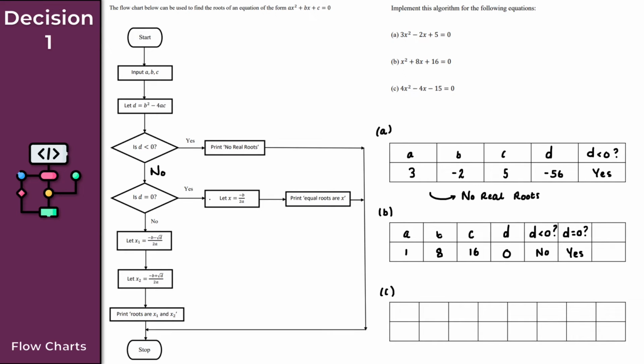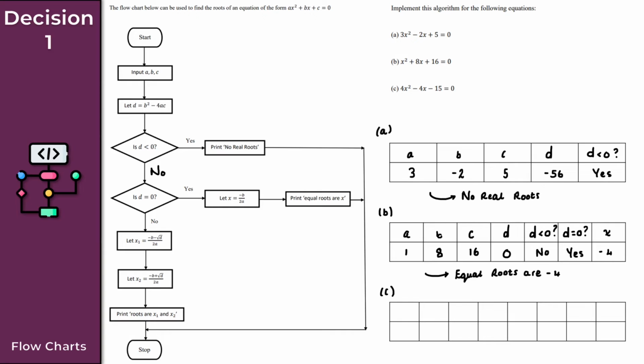In that case, we go to the right here, and I let x be equal to minus b over 2a. So x here is equal to minus b over 2a. That's minus 8 over 2, giving us minus 4 there. Okay. I then print equal roots are x, where x here is minus 4. So equal roots are minus 4. I then follow this arrow down to the left, down again here, and we stop. And that tells us the answer to part B, and the algorithm is complete for part B.